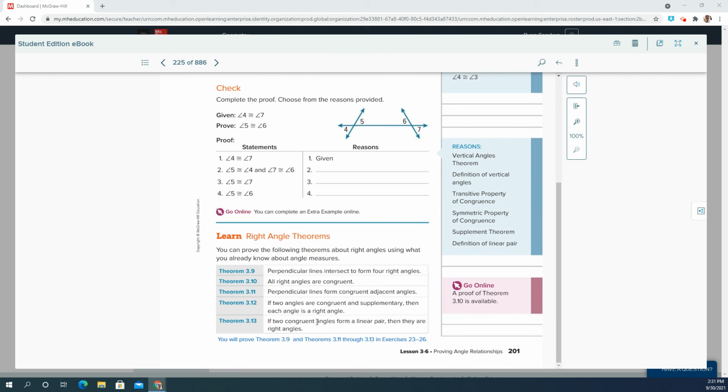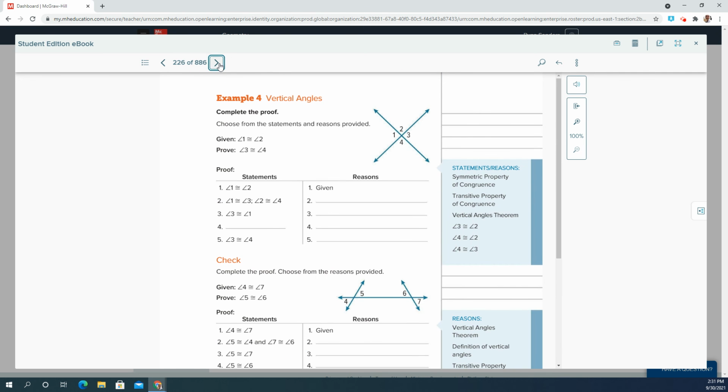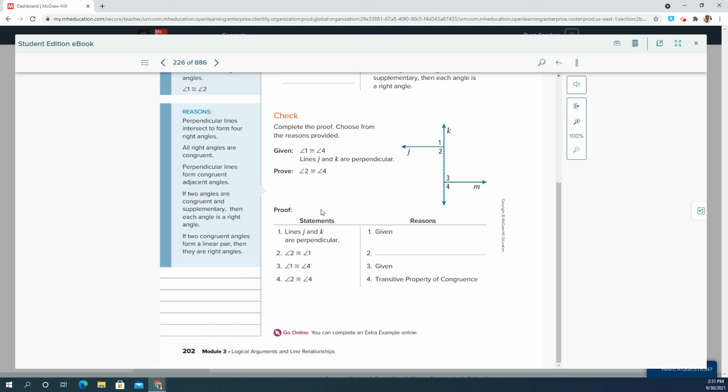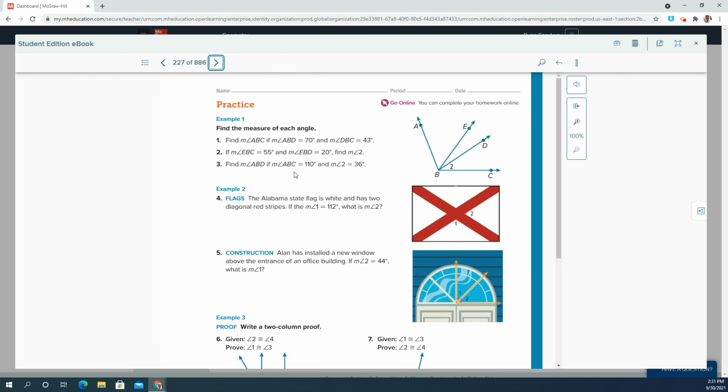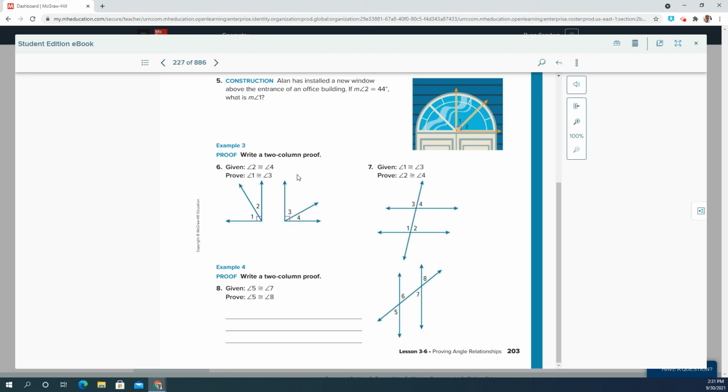If two congruent angles form a linear pair, then they are right angles. Congruent, they're the same. They form a linear pair, they're on a line. The only way you can have the same on a line is if they're both 90 degrees, or right angles. And we're just going through some of the examples here. And then that's all we have for section 3.6.